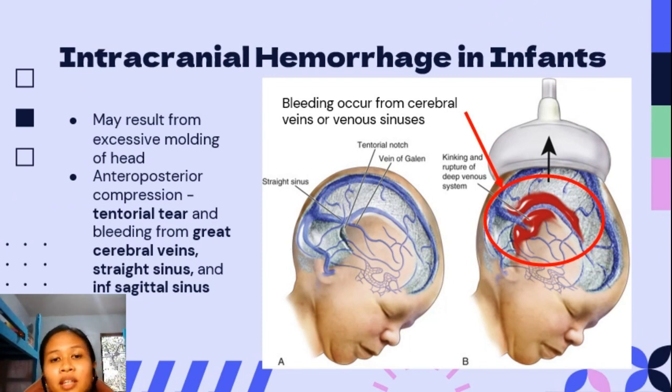Intracranial hemorrhages can also occur in infants whose skull have not fully ossified yet, so it is soft, and it may result from the excessive molding of the head, like when a baby's head is vacuumed to aid in delivery. And if compression becomes excessive, it can actually tear the tentorium from the falx cerebri, and the deep veins of the skull may be damaged, causing bleeding or hemorrhage.